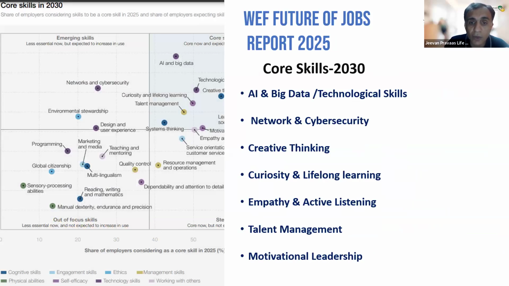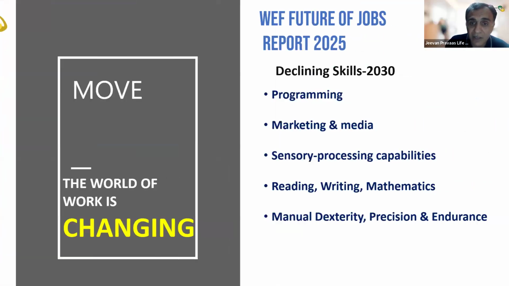If you look at it, apart from technology and cyber security that we are all aware of, the core skills are creative thinking, lifelong learning, empathy, active listening, and talent management. More soft skills are required here than the hard skills that we normally used to talk about. So a lot of emphasis is now going on leadership, on empathy, on emotional quotient. These are important factors that are coming up in the world of work, and we have to prepare our youth for that.